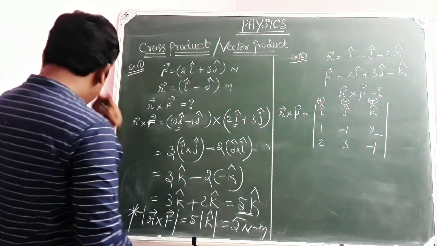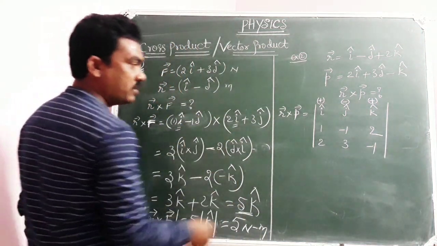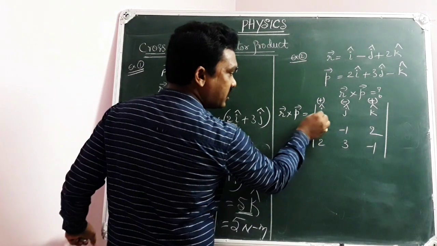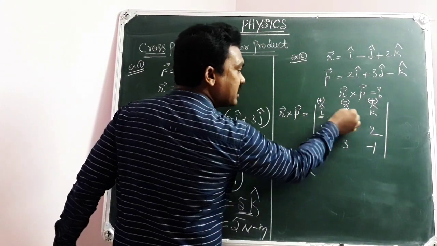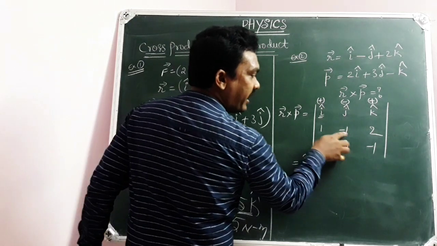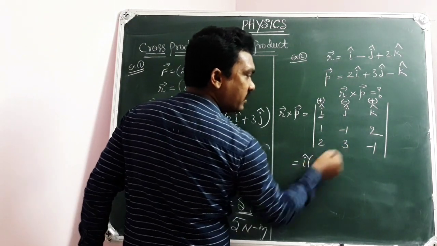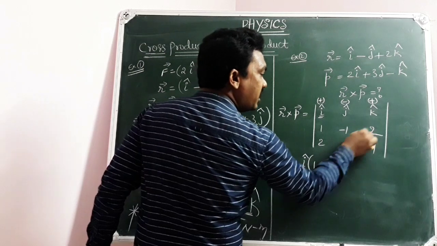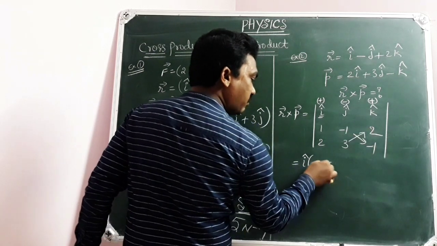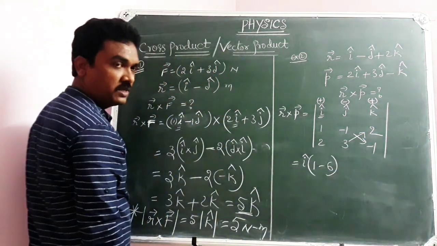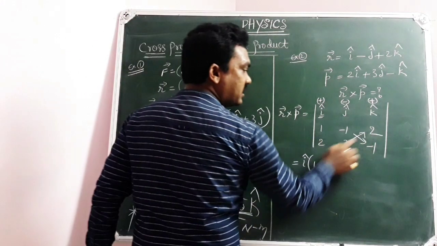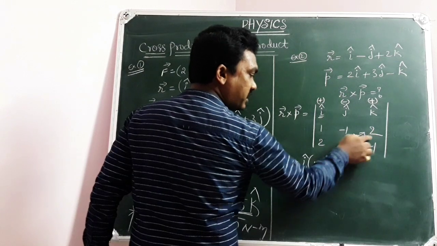So now try to write the determinant of that arrangement, which is equal to the first term i cap into, leaving the first row and first column, i cap into minus 1 into minus 1 plus 1, 3 into 2, 6, minus 1 minus 6, AD minus BC. If you take A, B, C, D, you have to write AD minus BC.